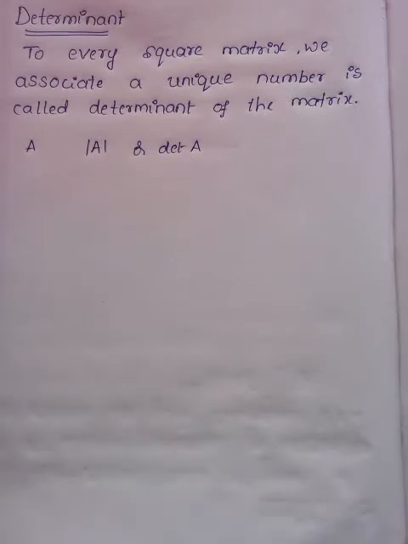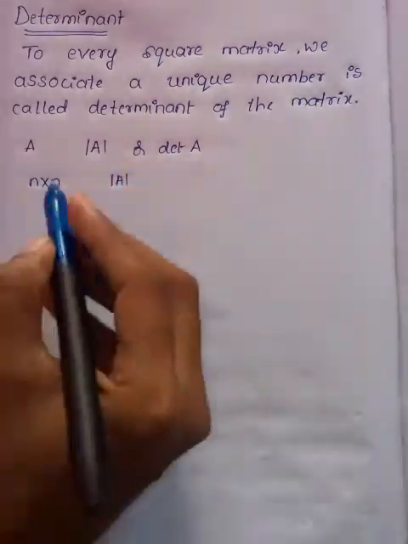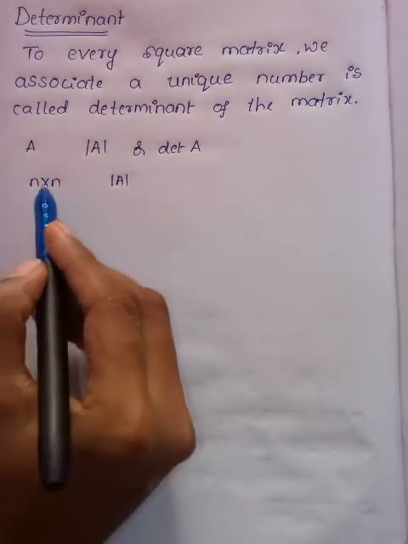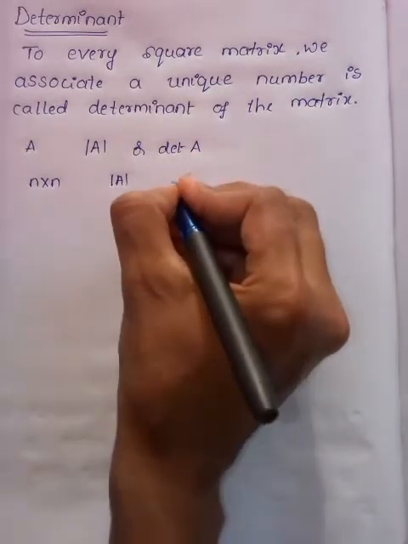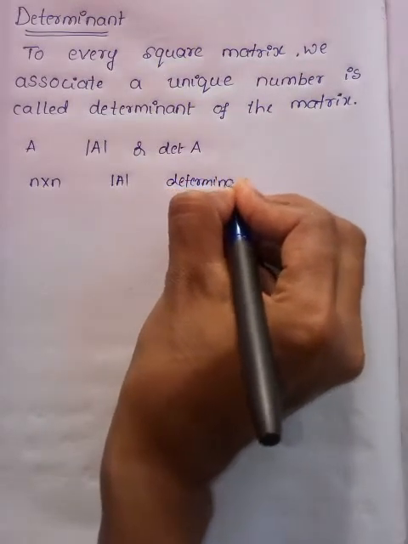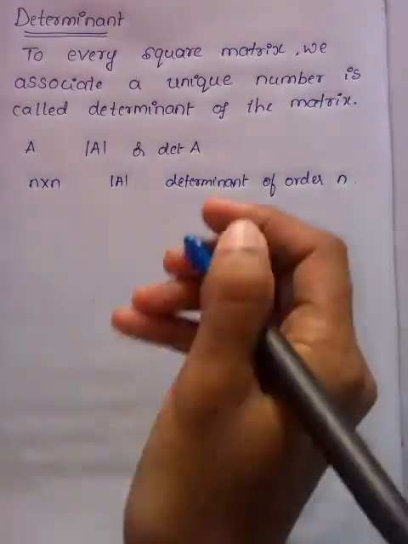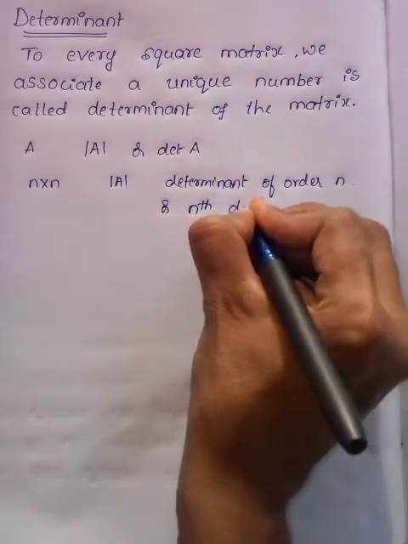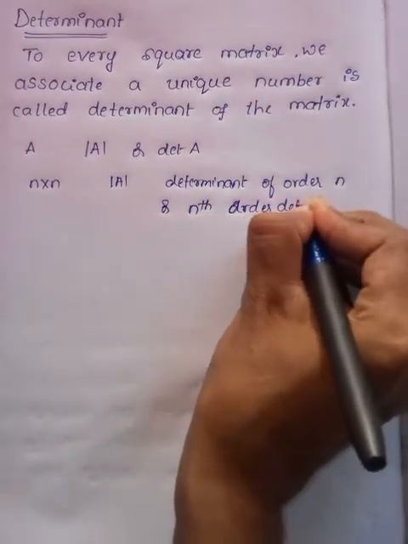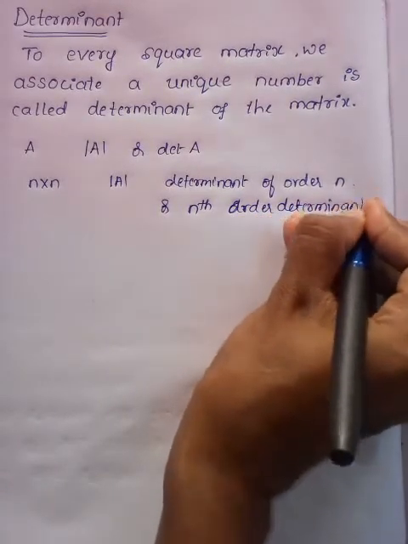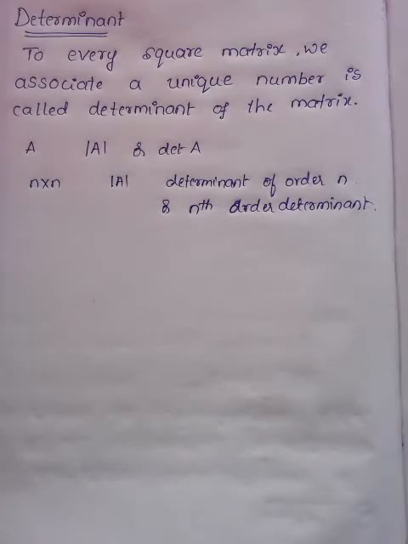If A is a matrix of order n cross n, then determinant of A is called determinant of order n or nth order determinant. If a matrix is of order n cross n, then determinant of A is called determinant of order n, that is a nth order determinant.